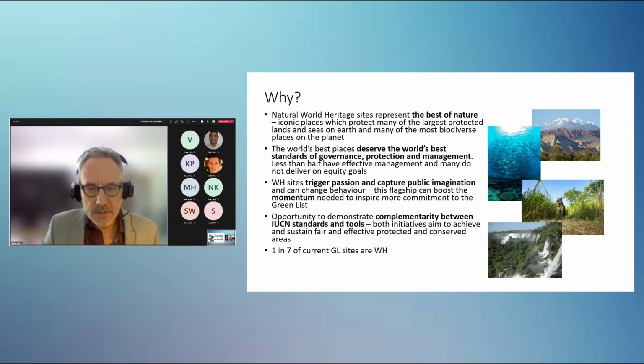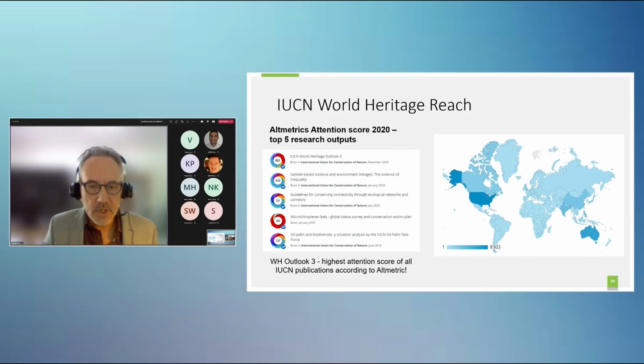The key thing here is the public imagination that can be triggered by these sites and the political leverage that we can get. So we think through World Heritage, we can really ramp up the energy behind the Green List. We also have the opportunity to knit together some of IUCN standards and tools in a neat way. And 1 in 7 of the current Green List sites are already World Heritage sites. Next slide. I'll try and move quickly through these.